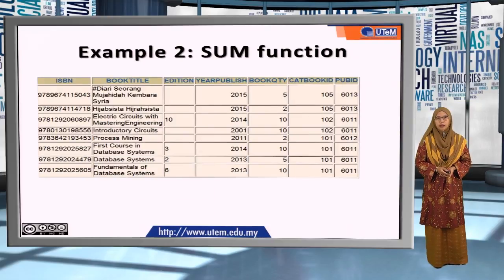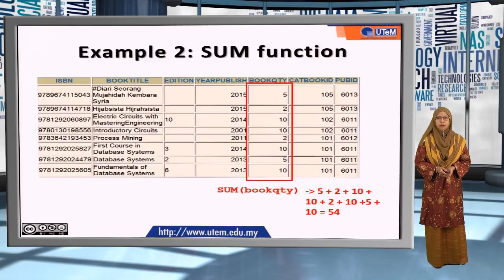Now, let's look at how the sum function works. The sum function calculates the sum of all values in the book quantity column and returns 54 as the number of book copies for all the book titles.